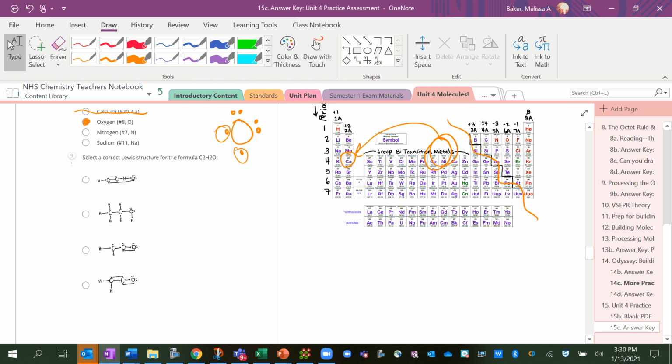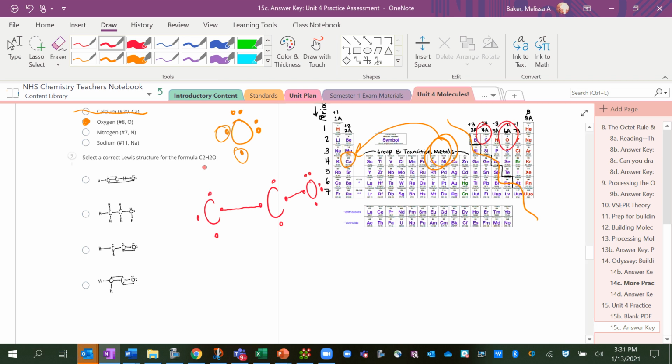Select the correct Lewis structure for the formula C2H2O. Well, I like to draw my own first. And there's more than one right answer for this because it just says select a correct structure. But let's give it a shot. I'm going to point lonely electrons toward each other. Carbon is in group 4A, so it gets 4 dots. Oxygen is in group 6A, so it gets 6 dots. I want to connect everything one time before I start connecting other things.